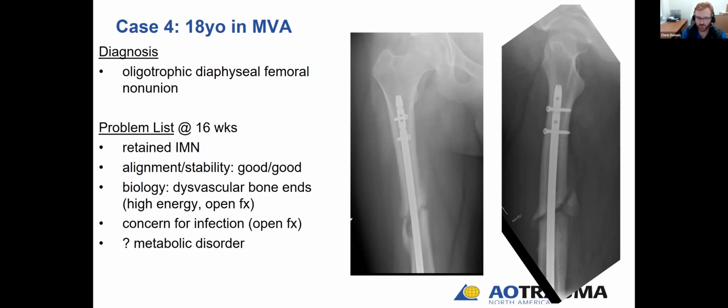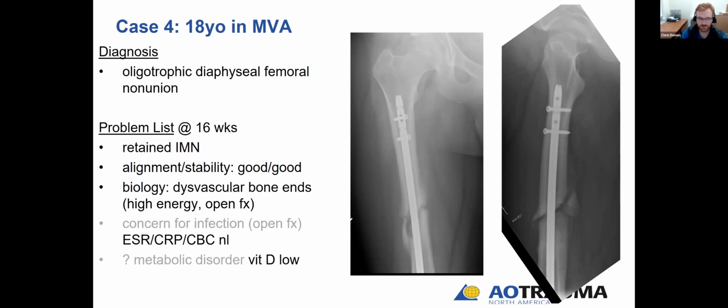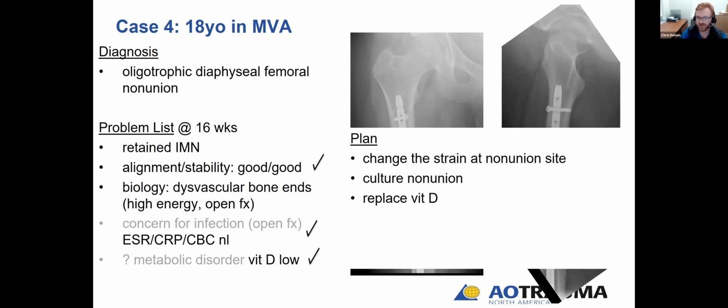Biology is definitely questionable because of the mechanism of injury and the open fracture. And with that comes the concern for infection. And then we don't know about metabolic disorder until we start screening people's vitamin D at random. So I drew some labs. Labs were unconcerning. He did have a low vitamin D. I was like, well, that's something I can definitely correct.